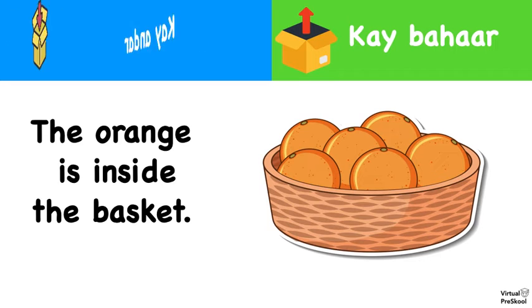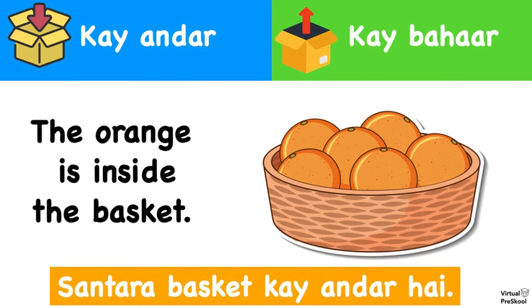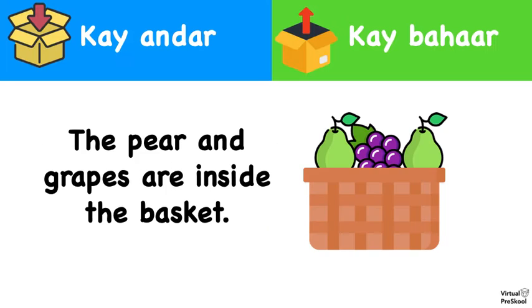Okay, let's take a look. We would say संतरा basket के अंदर है. Because we want ke andar, because it said is inside. Santara is orange, and basket, we'll just say basket. Santara basket ke andar hai.